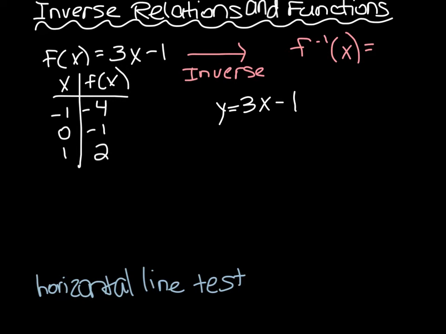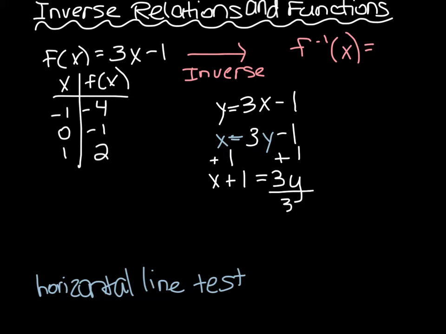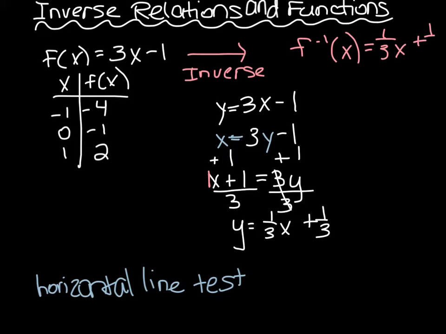And then to find the inverse, I'm going to just switch out the x and the y. And then I'm going to solve in terms of y again. So I'm going to add the 1 to the other side. x plus 1 equals 3y. Divide everything by 3. And we're going to be able to rewrite that as y equals 1/3 x plus 1/3. Keeping in mind that there's a 1 in front of the x, so that's where we're getting 1/3 x from. So my inverse function, I'm going to write up here 1/3 x plus 1/3.